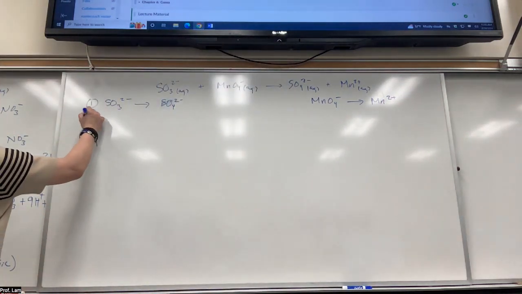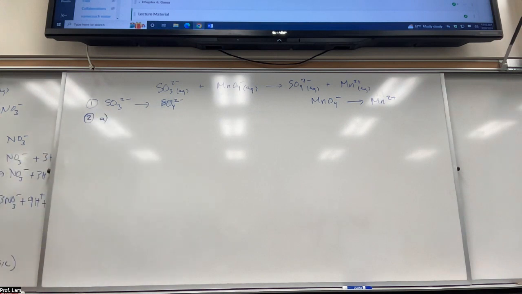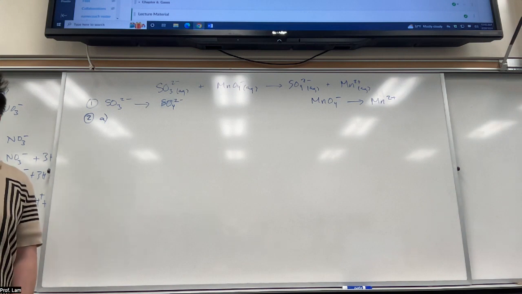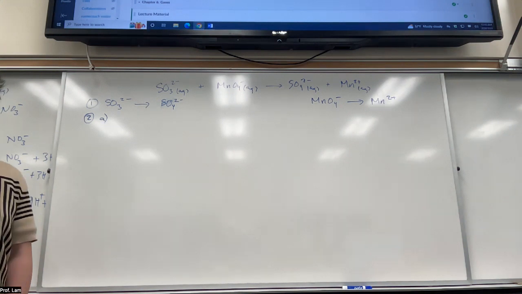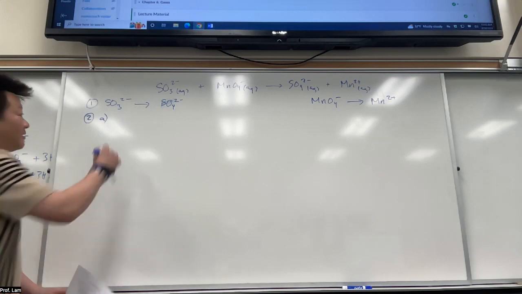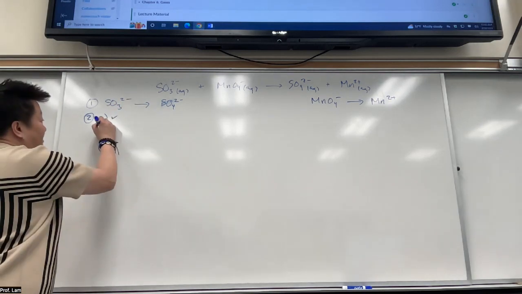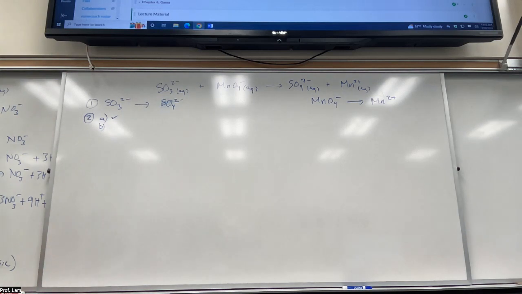And then step 2. It says balance atoms other than oxygen and hydrogen first. What do we have that's other than oxygen and hydrogen? Sulfur. Is it balanced? Yeah. Cool. Step A is done. B, what does it say? Balance oxygen atoms with water.